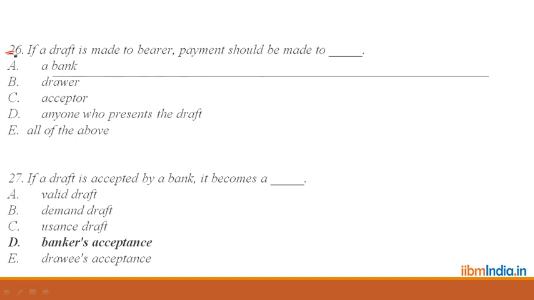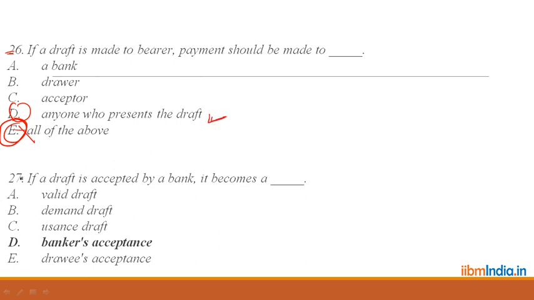Question number 26. If a draft is made to bearer, payment should be made to bank, drawer, acceptor, anyone who presents the draft, all of the above. If a draft is made to the bearer, payment should be made to bank also, drawer also, acceptor also, anyone who presents the draft. Sorry, not E. Anyone who presents the draft. 26th, that is called D is the correct answer.